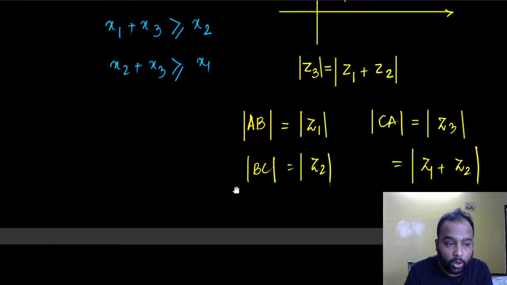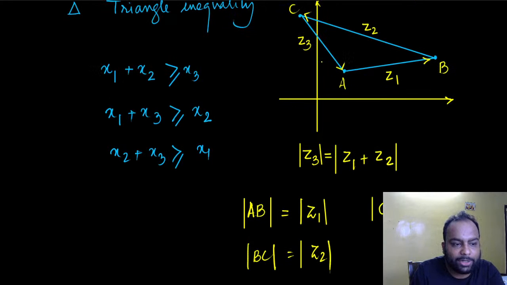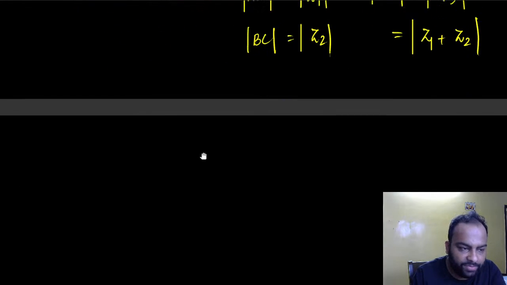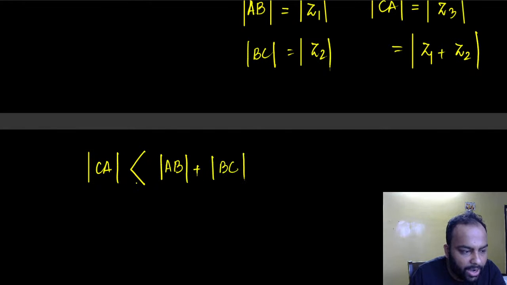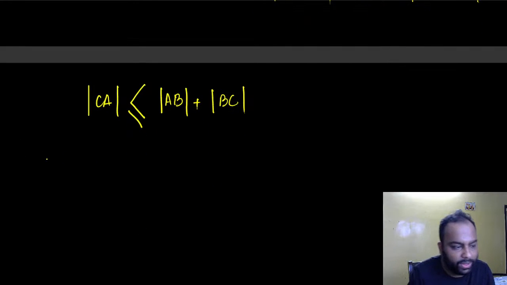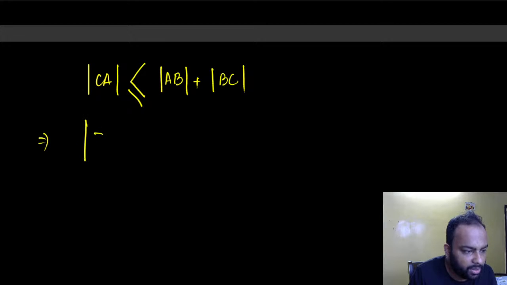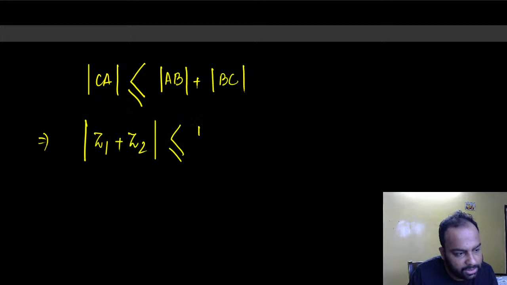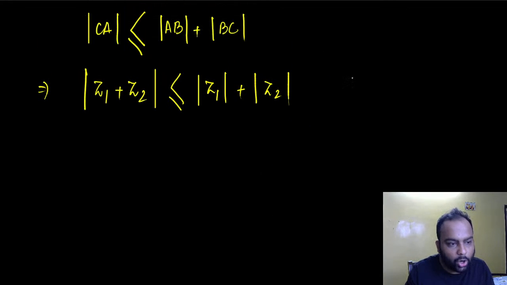Of course, we know that the sum of the lengths of any two sides is greater than or equal to the length of the third side. So if I take the third side to be this CA, its length has to be less than or at most equal to the sum of the other two lengths. What was CA? CA was mod z1 plus z2. And this is z1 and this is z2. So this is called the triangle inequality.